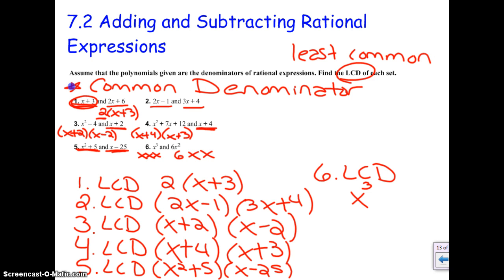because I need 3 of them to make the first denominator, and I need 2 of them to make the second. So here's 3, here's 2. So I at least need to have 3. And then I also need to have that 6 because I don't have any other numbers there, right? I need to be able to make both denominators out of my LCD. All right, so that was a little background on how we're going to get our common denominator, because that's going to be important later on.